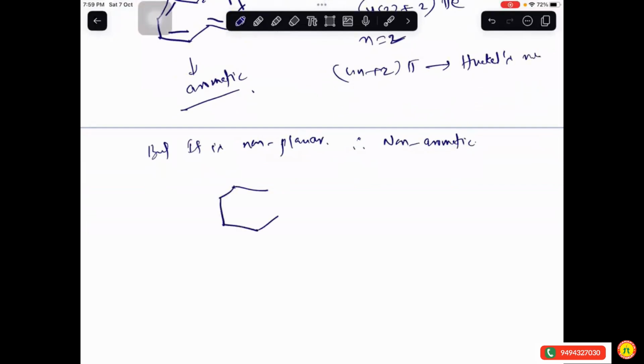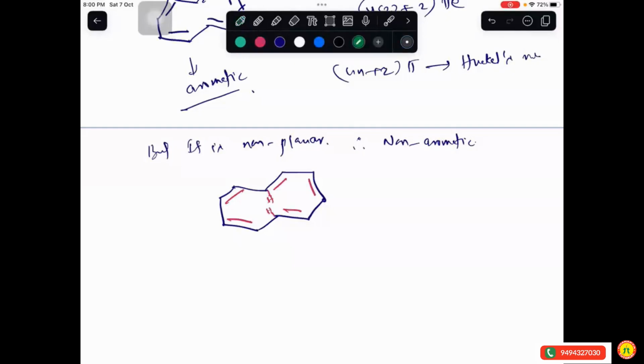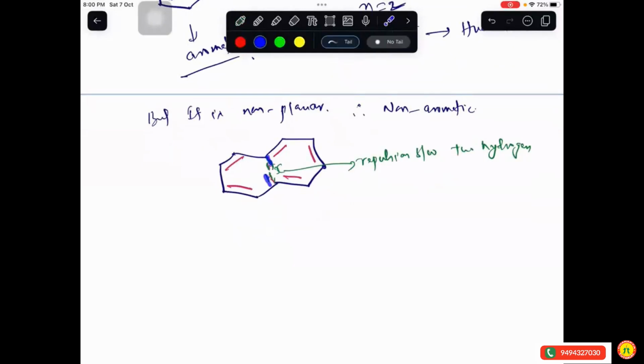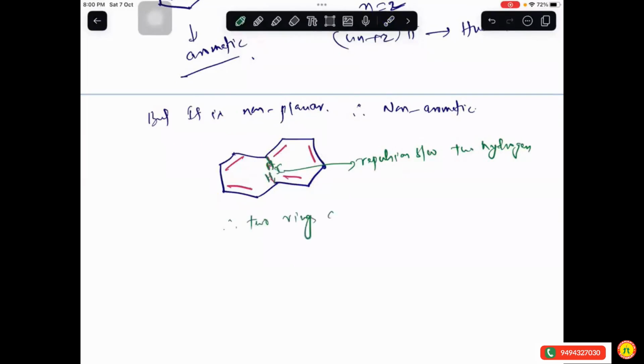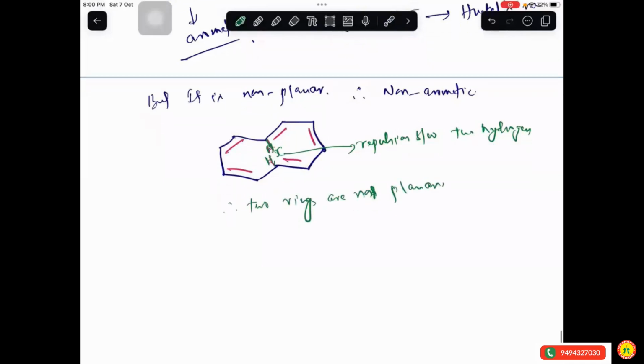Suppose I take this terminal like this. So this is the compound. Taking the alternating double bonds like this, one double bond, see, here a hydrogen is there, right? Here one more hydrogen. Getting my point? These two hydrogens repel each other. This is called repulsion between two hydrogens. Because of the repulsion, these are coming very close. Because of the repulsion between these two, this ring is not planar with this ring. Therefore the two rings are non-planar with the center. Not planar means obviously it is non-aromatic.